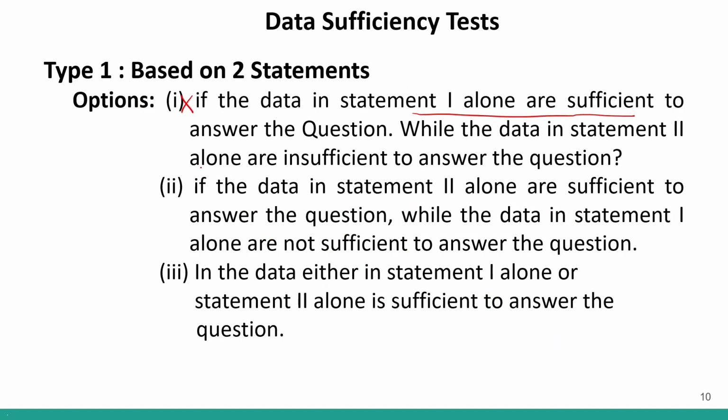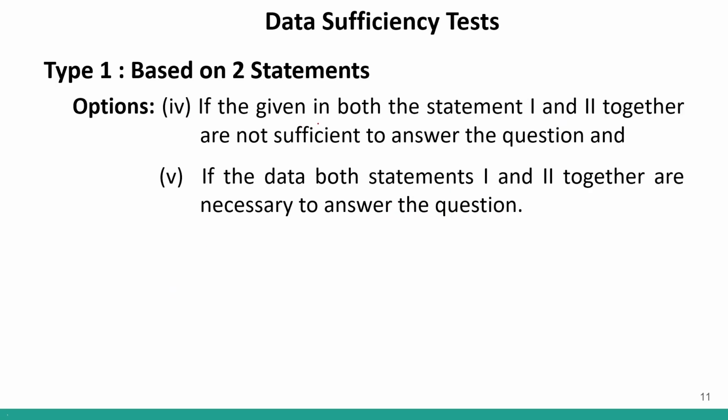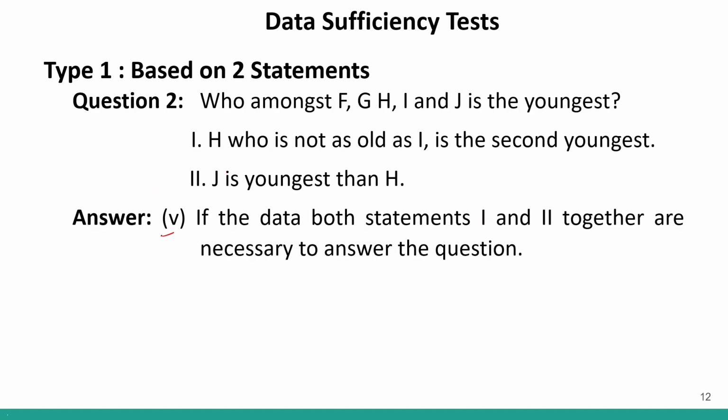So if I look at the options, option 1 says that the data in statement 1 alone is sufficient. This is not correct. Option 2 says that data in statement 2 alone is sufficient. So this is also not correct. Option 3 says that either statement 1 or statement 2 alone is sufficient. So this is also not correct. Option 4 says that the data given in both the statements together are not sufficient. So this is also incorrect, because we know that data in both the statements together was necessary to answer the question. So my answer will be option number 5. Clear? This is the solution.